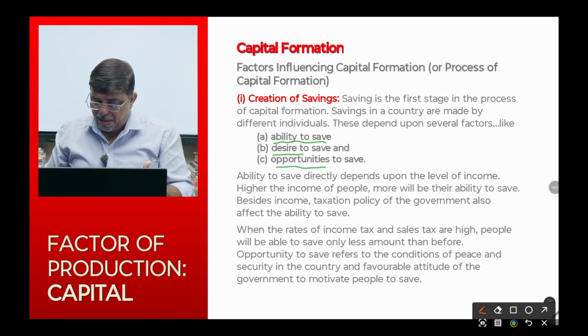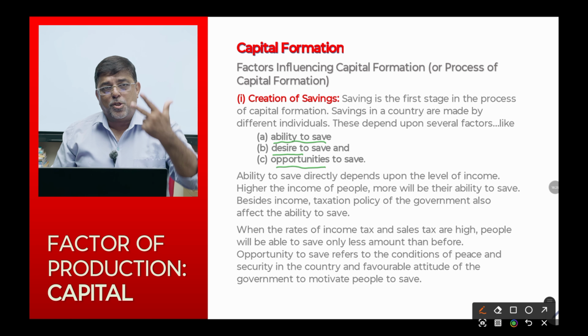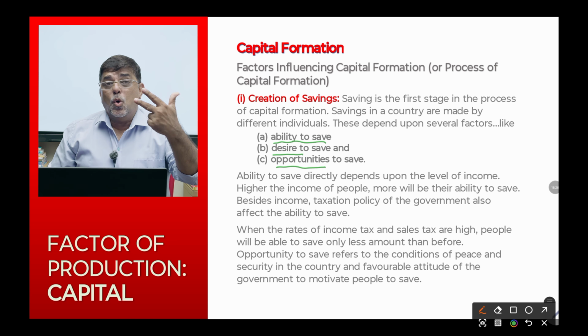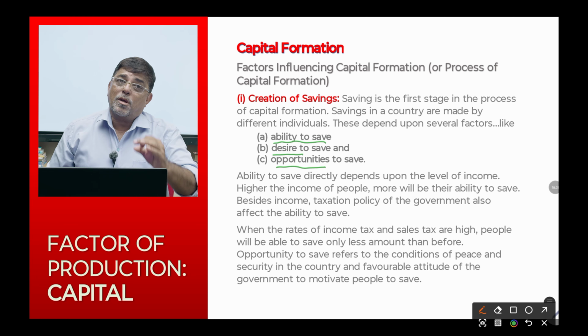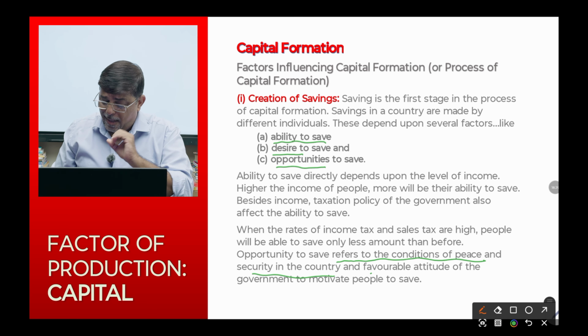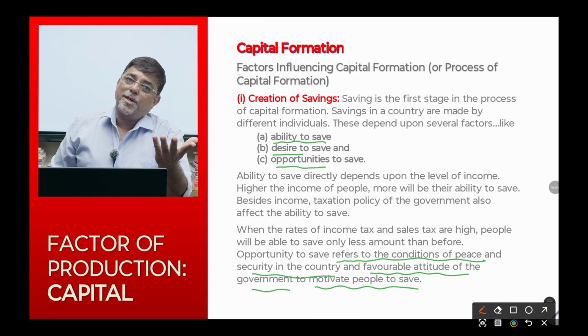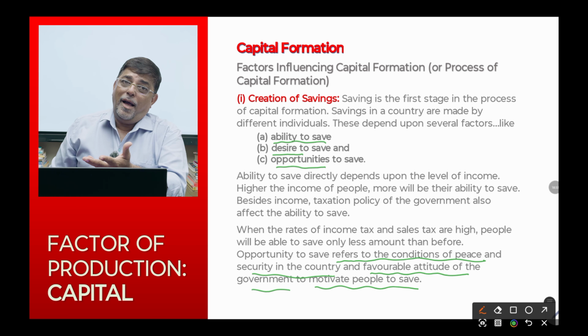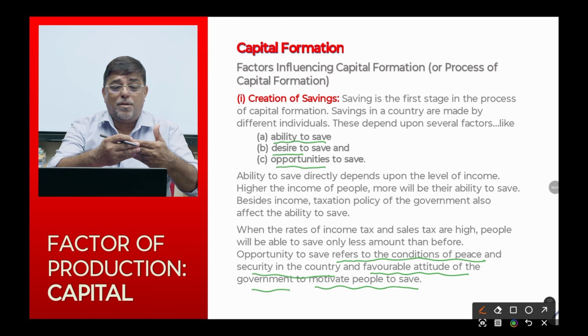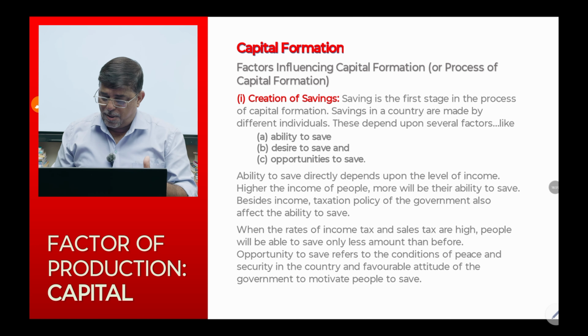Now, what about your opportunities? Now, every saver would want something out of it. Every person who wants to save his money wants to know how much he will benefit from saving. And so that refers to the condition of peace and security in the country and the favorable attitude of the government to motivate its people to save. So basically, what is it trying to tell you? The interest rate. So higher the interest, the more you will save. And you also want to see whether the money which you have saved goes in for further investments, right? So, creation of savings.